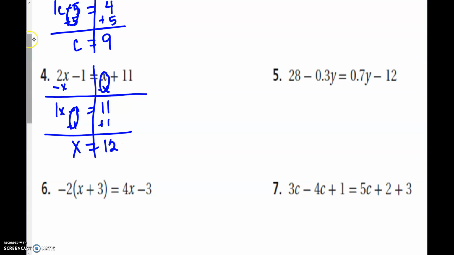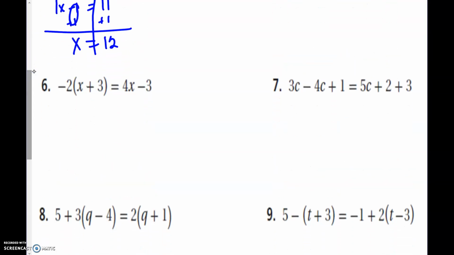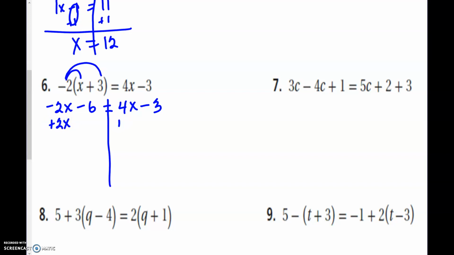All right, number 6, getting a little bit more complicated because they want us to do the distributive property first. So negative 2 times x is minus 2x. Negative 2 times 3 is a negative 6. And then we have 4x minus 3. All right, so on here, I've got my x's on opposite sides. So I'm going to move the smaller one, and because that says negative 2x, I am going to add 2x to both sides.